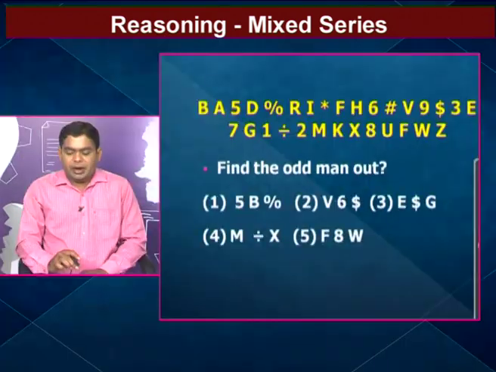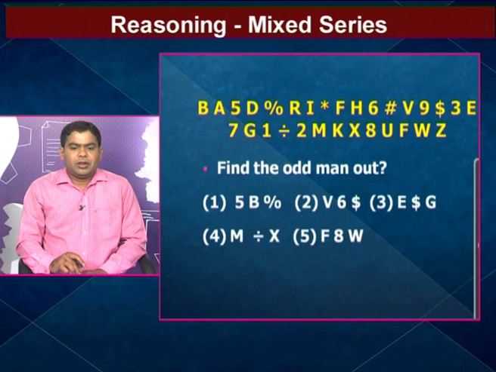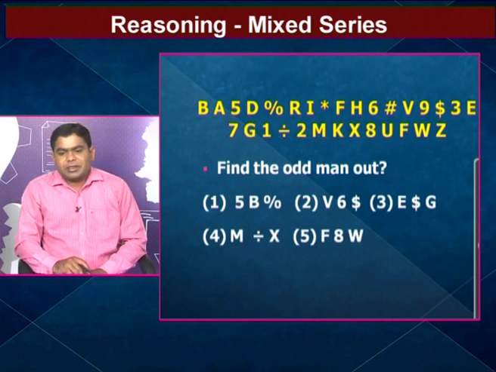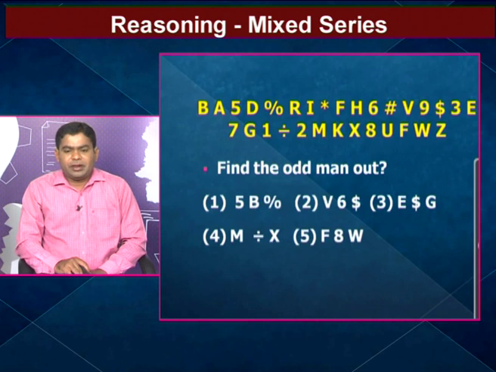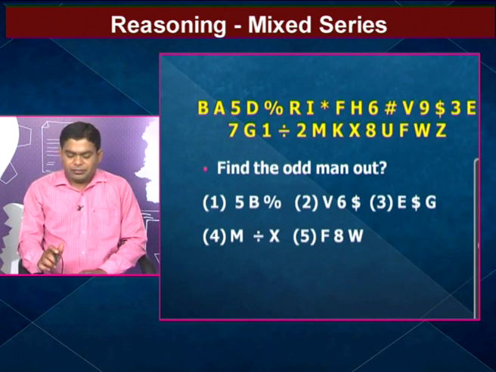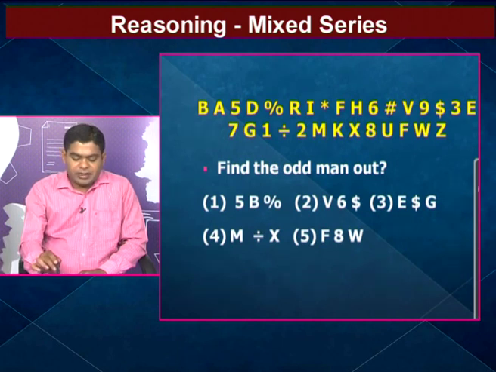That one is find the odd man out. So here, in the given question, 5 options are given. Four follow the same pattern, one is different. We find that option. So here the first option is 5b percentage. Here 5 is there, b is there. In our option 5b percentage, 5 is there, b is there.